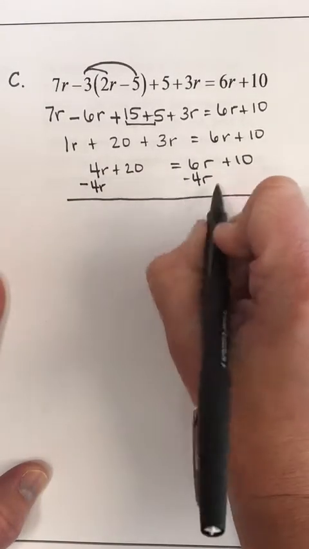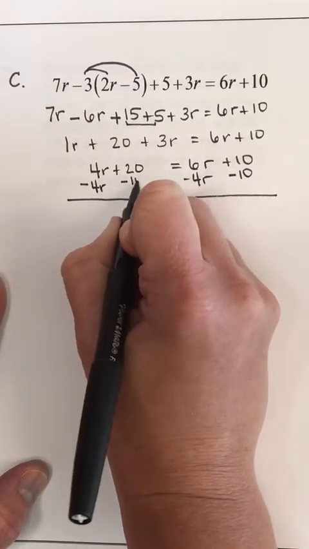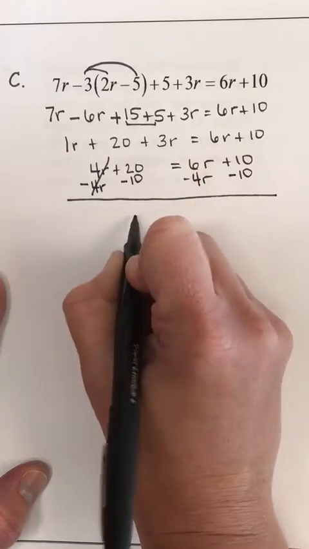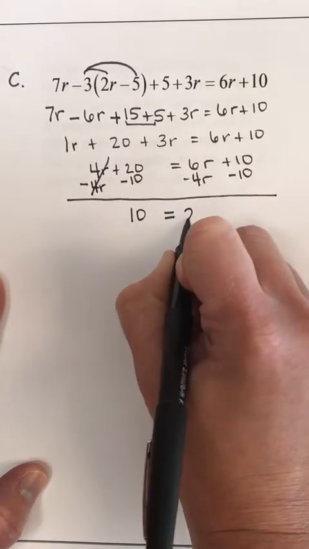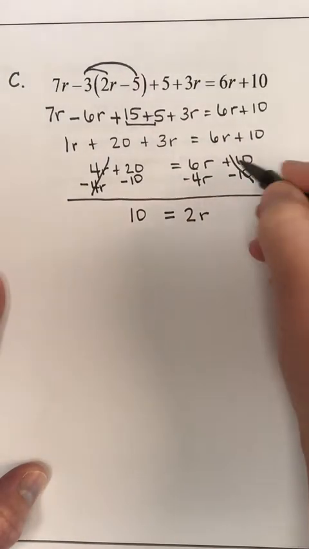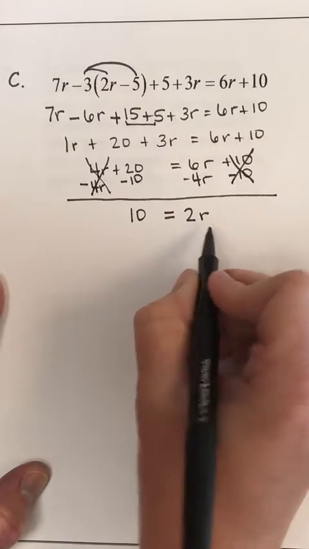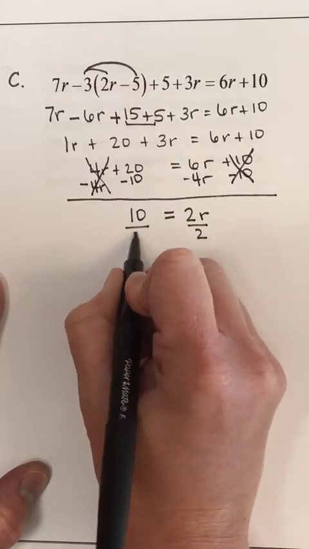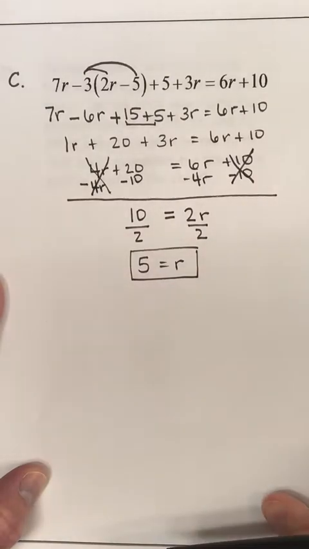And then, now that I will have r's on this side, I want to get rid of the 10, so subtract 10 to both sides. So these will cancel out, and I will be left with 10. 6r minus 4r would be 2r. Those will cancel out. 10 equals 2 times the number r. If we divide by that coefficient of 2, you should get r is equal to 5.